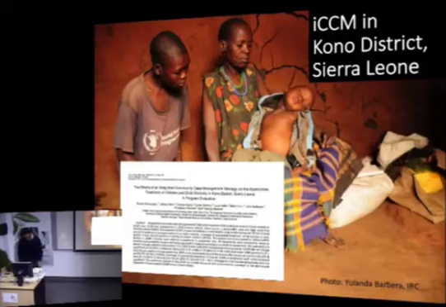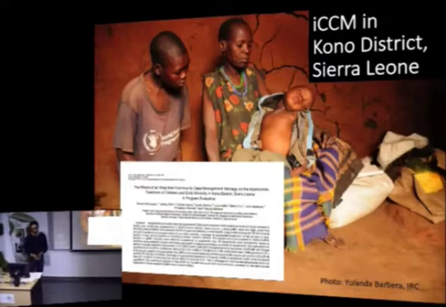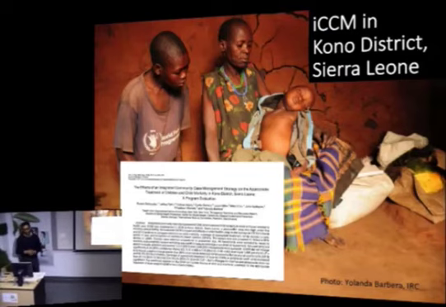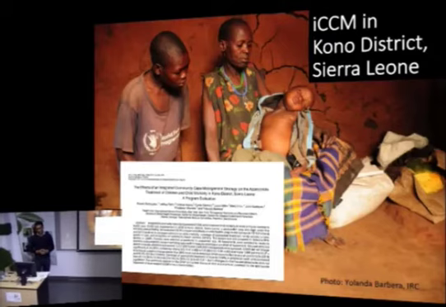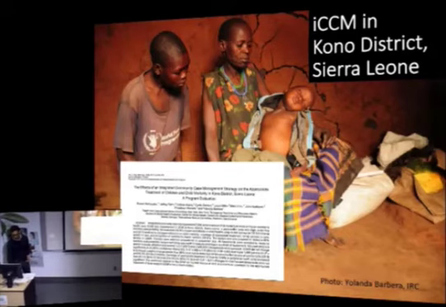In my remaining minutes, I'm going to talk briefly about a program that we've learned a lot from, which is IRC's implementation with the Ministry of Health of integrated community case management in Kono district in Sierra Leone. It's discussed in this paper, which we can provide for you as well.